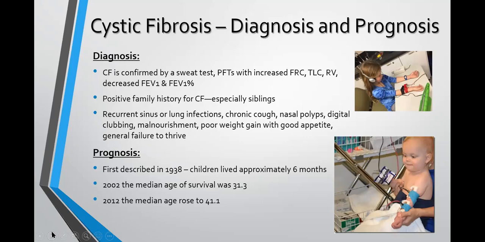It is confirmed by a sweat test. It's also confirmed by PFTs, which have an increased FRC, TLC, and RV, right? Same kind of test for any COPD patient. Their FRC, TLC, and RV are going to be bigger than yours because they can't get the air out. So their FRC, TLC, residual volume is always higher than yours because they can't get it out, right?